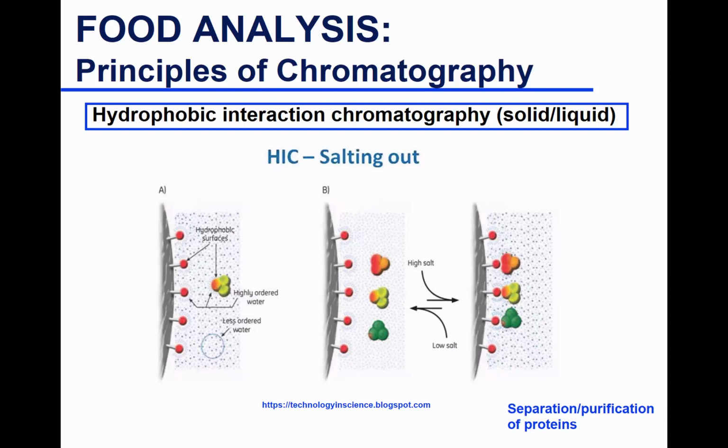The more hydrophobic the protein is, designated by more red area, less red, barely any red. So the more hydrophobic, it will interact the most and elute the last. The least hydrophobic will elute first.